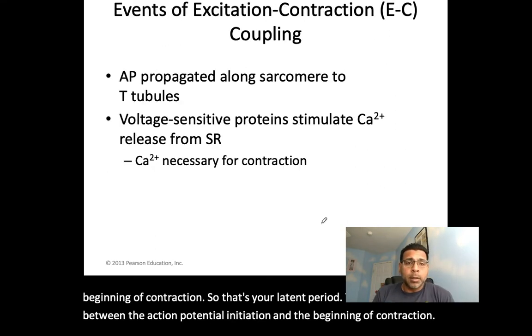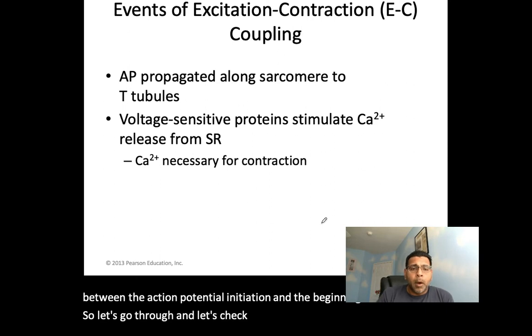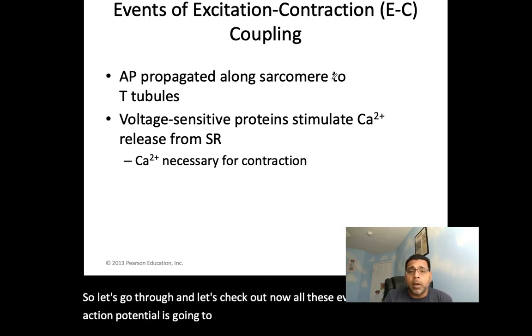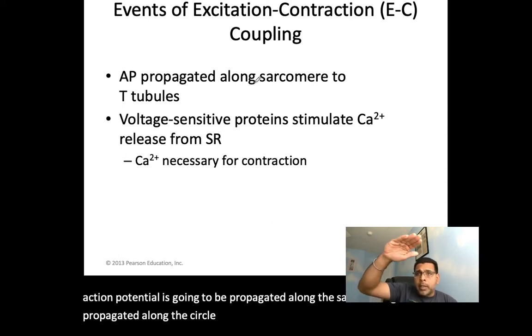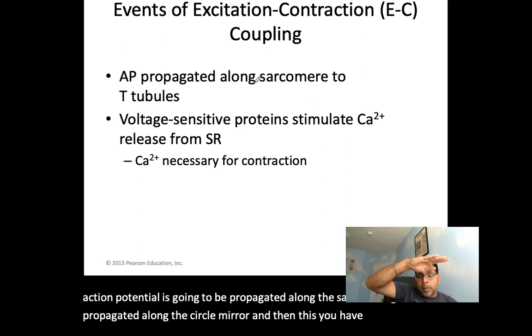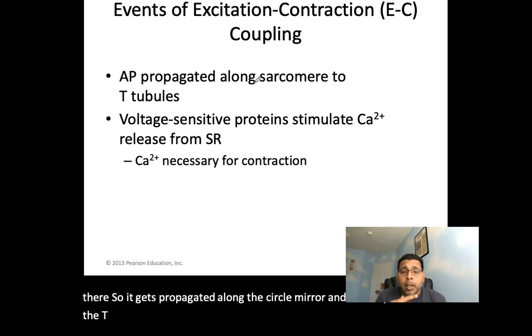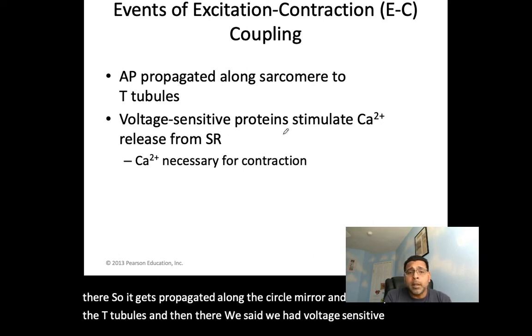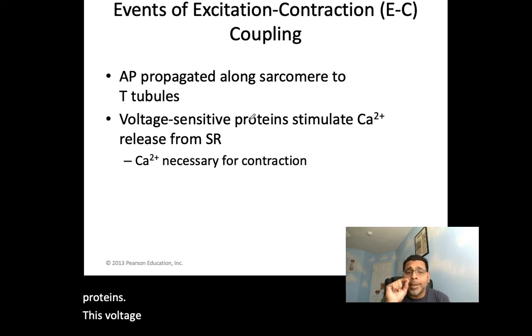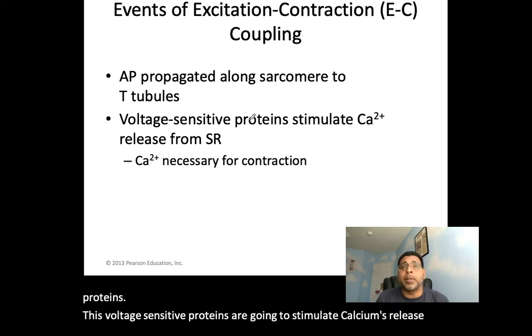So let's go through and check out now all these events. We said the action potential is going to be propagated along the sarcolemma, and then you have the T-tubule there, so it dips down into the T-tubules. And then there we said we had voltage-sensitive proteins. These voltage-sensitive proteins are going to stimulate calcium's release from that sarcoplasmic reticulum.